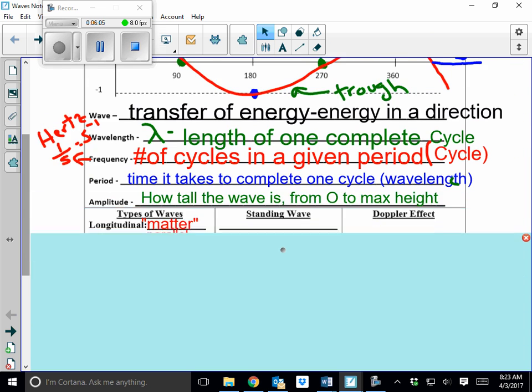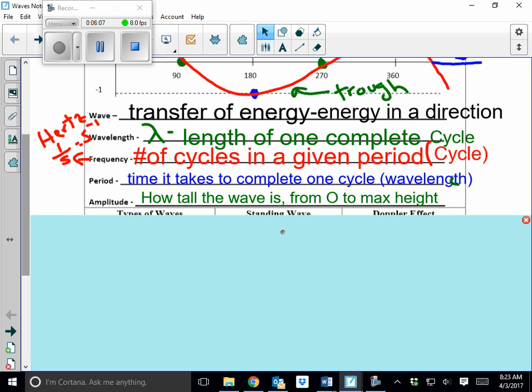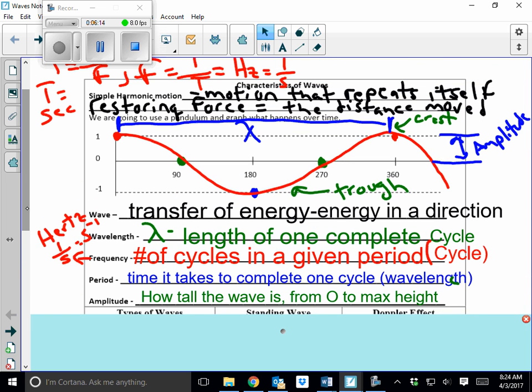Okay, so then lastly, we have the amplitude. The amplitude is how tall the wave is, and we measure it from 0 to maximum height. So in this case, this wave that we drew has an amplitude of 1. We don't take it from -1 to 1. We only measure from 0 to its maximum value, and that's the amplitude of the wave.